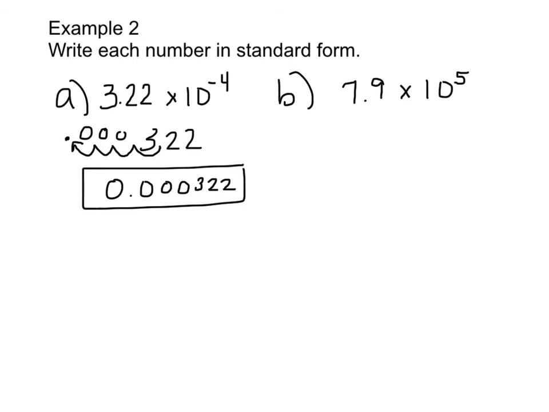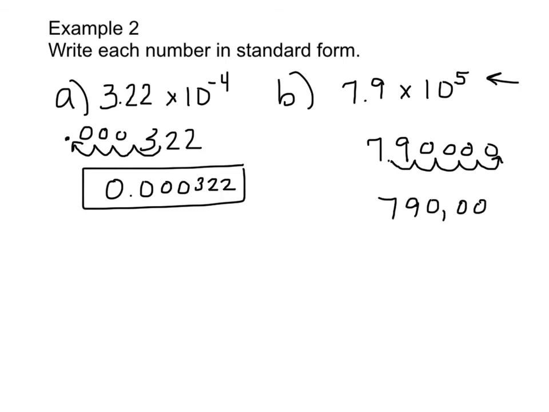In the second example, I'm going to take 7.9. Since my integer exponent is positive, I'm going to take my decimal and move it 5 spaces to the right. So since I already have one number, that means I'm going to add 4 zeros. So 790,000 would be my answer.